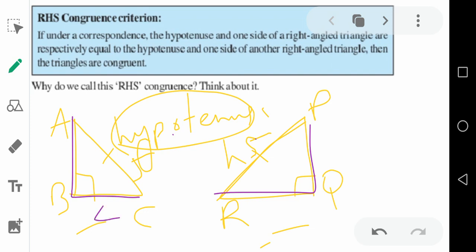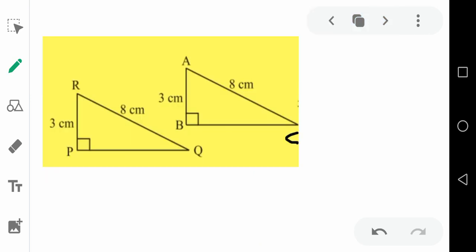So the hypotenuse should be equal for both triangles and any one side should be equal. If this is 4 centimeter, this also should be 4 centimeter. Or the other side, if this is 3 centimeter, this also should be 3 centimeter. That means the hypotenuse of one and the hypotenuse of the next should be equal, and one side of one triangle and one side of the other triangle should be equal. Then we can say that these 2 triangles are congruent. We will see one more example, and you will understand.